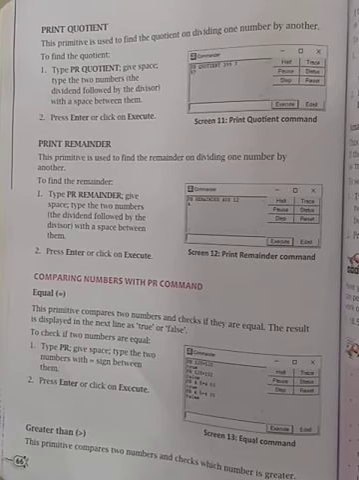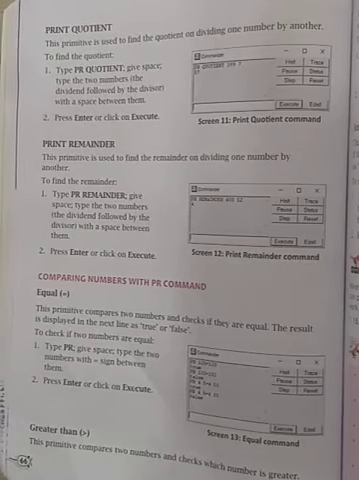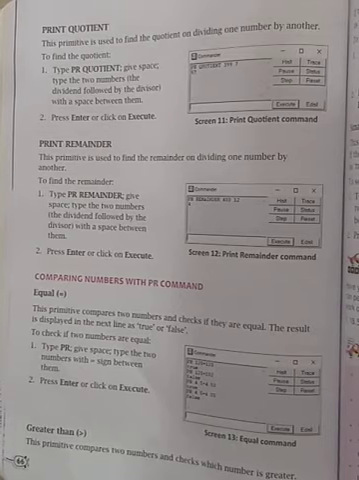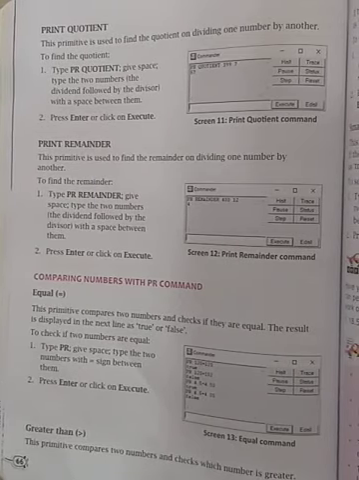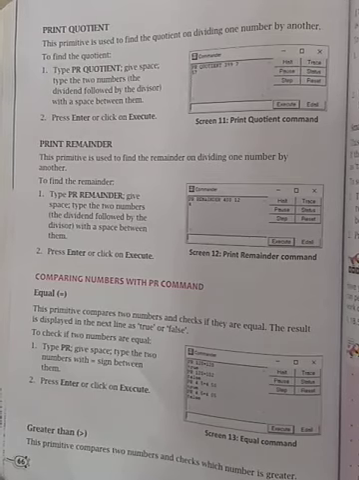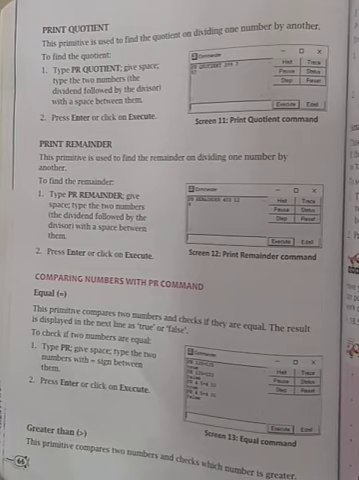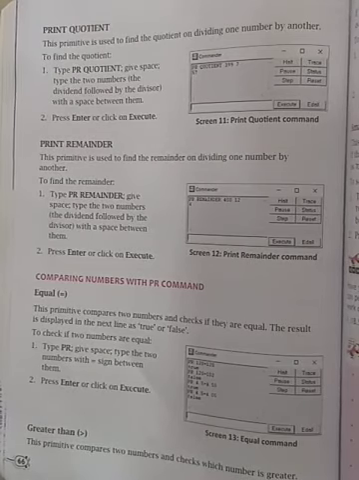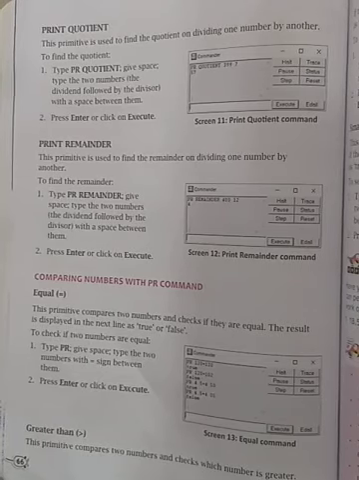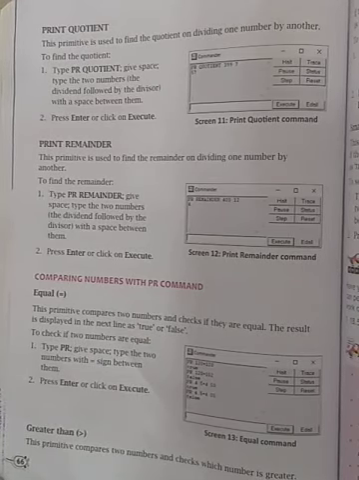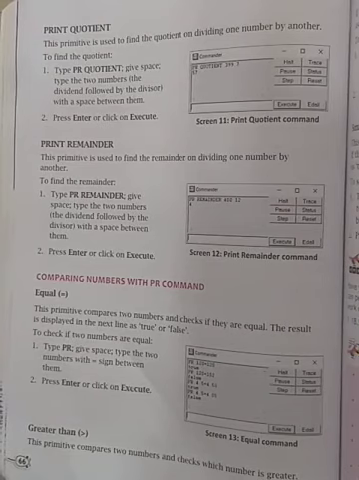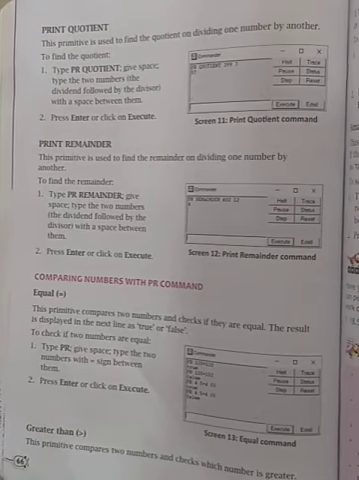To find a quotient or the division, just write PR space quotient, give one space, then after the number. Here the number is 399 divided by 7. It will give us the answer 57.